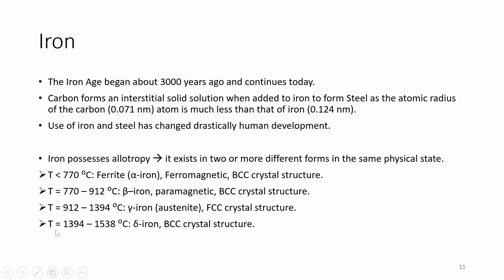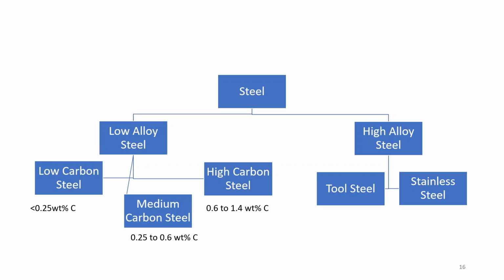Next, from 1394 to 1538 degrees Celsius, your material will again be in BCC crystal form and known as delta iron. This BCC structure and the earlier BCC structure are different because the lattice parameter size is different. The a here will be different for these two, and other than that the crystal structure will remain the same, and after this temperature it will melt. Then the classification of steel.